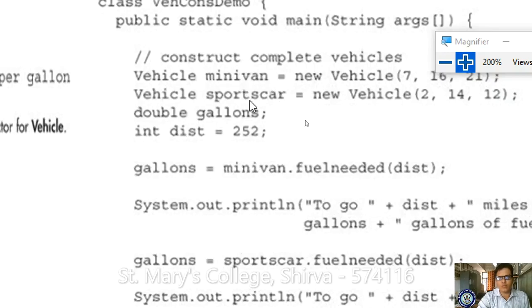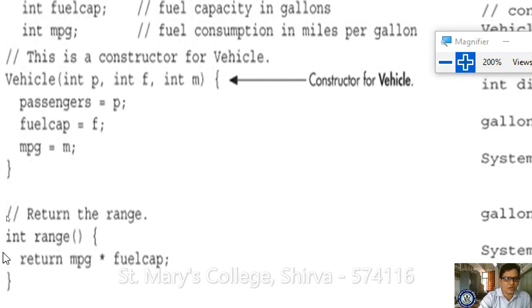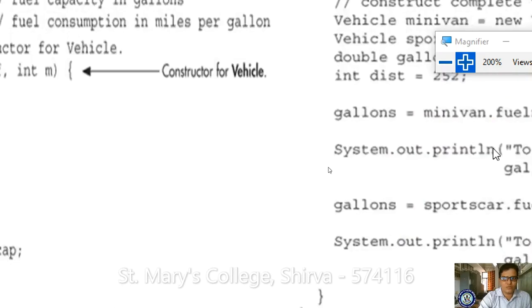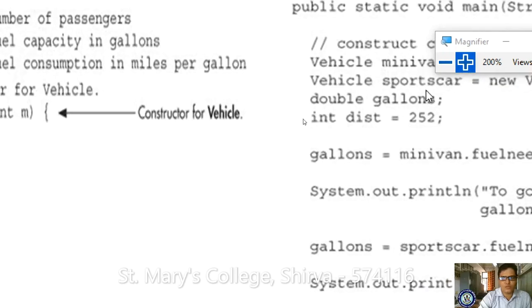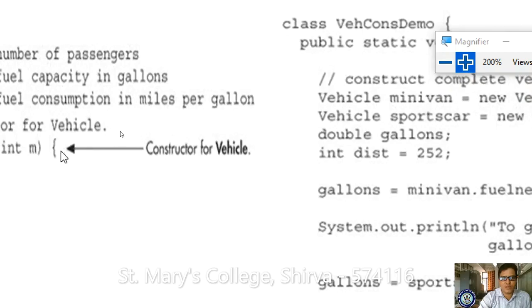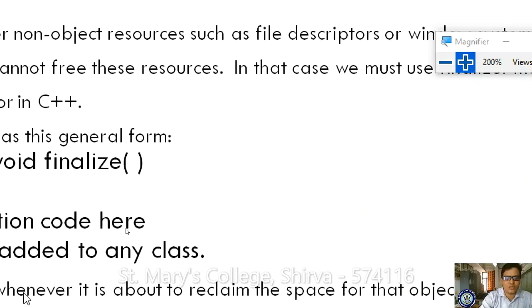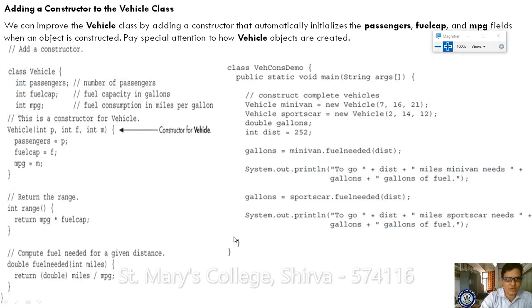Minivan is your object and fuelneeded is the method we are calling. Where is the fuelneeded? It will come here, fuelneeded, right? Whenever fuelneeded is called, we are supplying the miles. How much distance? We have given 252, right? So 252 divided by the mileage mpg. What is the mpg of the minivan? The mileage is there already, it is 21, right? So based on that you are calculating. Okay, if you get confused, I will once again take this.